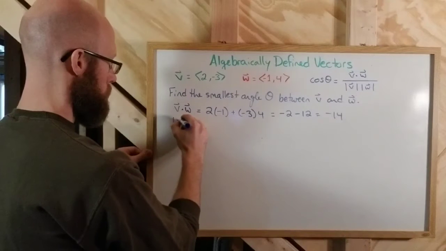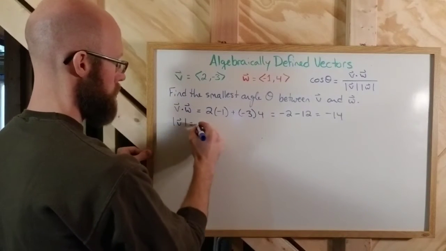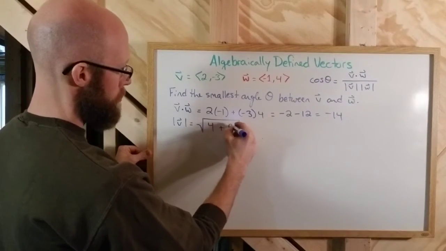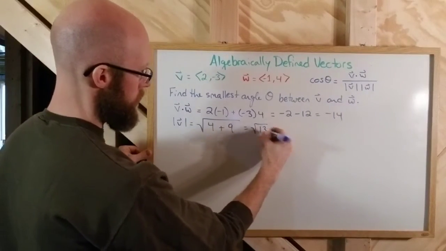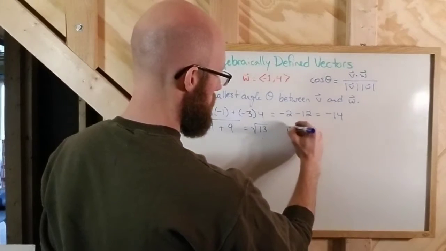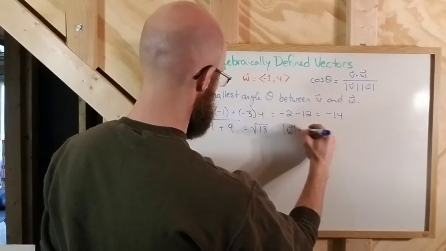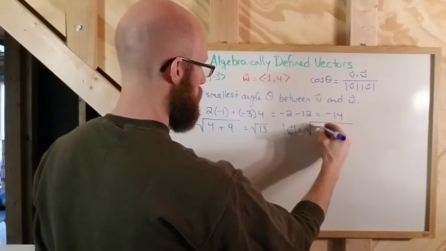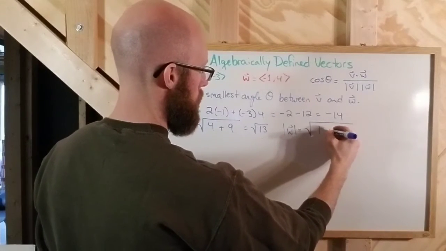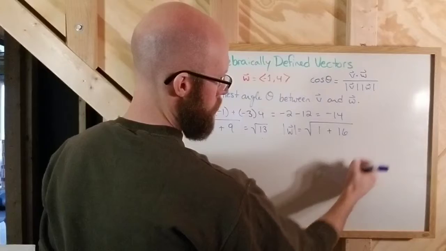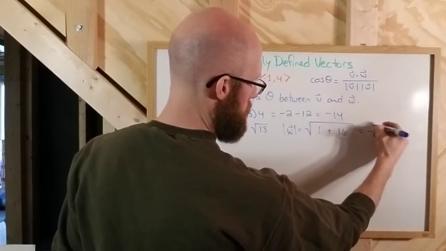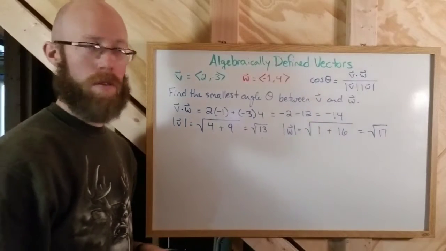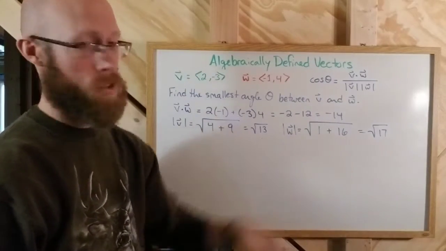So the magnitude of v, we also calculated in a previous video, is square root of 4 plus 9, which is the square root of 13. And the magnitude of w is the square root of, let's see, 1 squared plus 4 squared. That's 1 and 16 added up is 17, so it's a square root of 17. Okay? So I've run through those before, but those are the two values you would get.